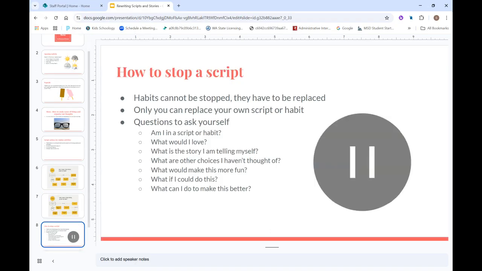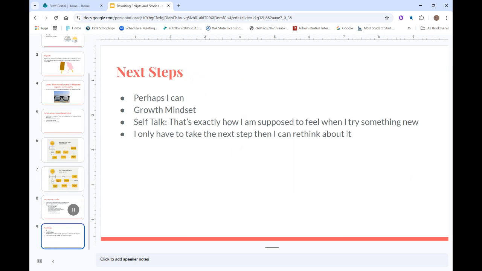I use the word pause to represent how to stop a script. Mitch, I copied all your questions here, but I think kids would have fun with what will make this more fun. My students are very familiar with the pause button because we tell them to stop and think. So using the pause button to symbolize how to stop a script, I thought that would go well together. Then I'll end the lesson with the next steps.